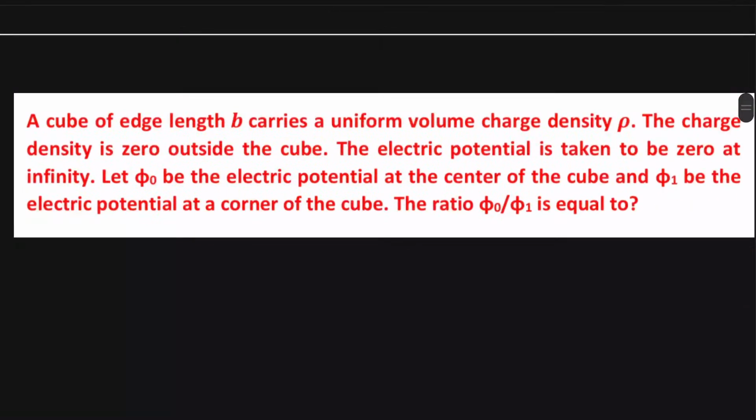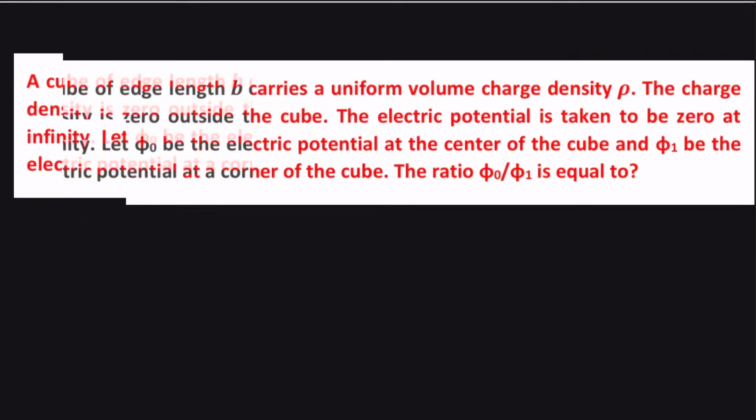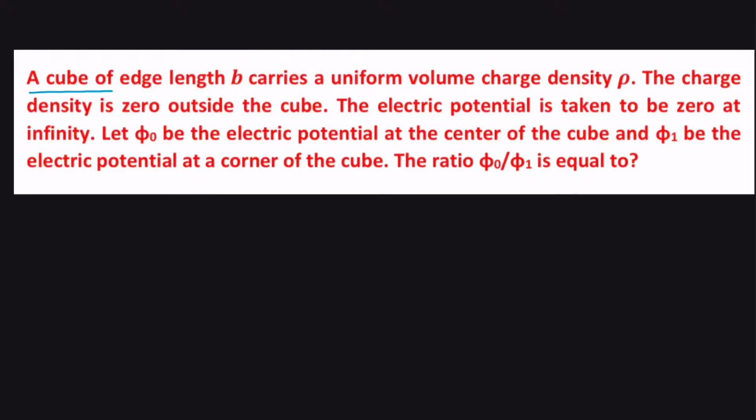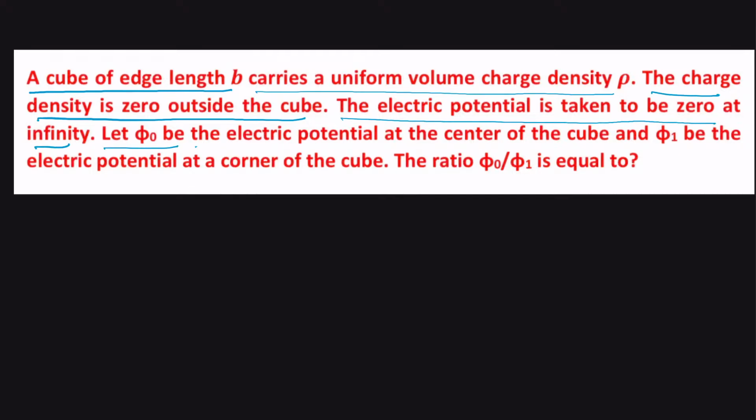Next question. It states that a cube of edge length B carries a uniform volume charge density rho. The charge density is 0 outside the cube. The electric potential is taken to be 0 at infinity. Let phi naught be the electric potential at the center of the cube and phi 1 be the electric potential at the corner of the cube. Then the ratio of phi naught to phi 1 is equal to.